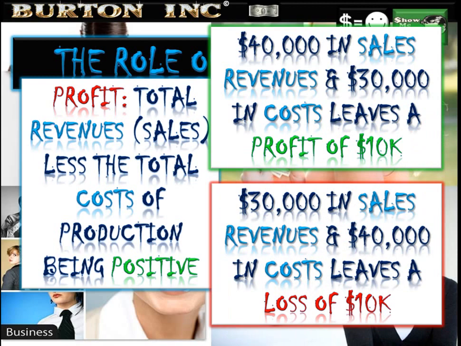And if we are making a loss, then simply revenues are less than costs. $30,000 in sales revenues, and $40,000 in costs leaves a loss of $10,000. Quite often, students will be talking about profits when they are meant to be talking about revenues. Revenues are just how much your organisation receives in terms of sales, but profits take into account the costs to be able to make those sales in the first place.